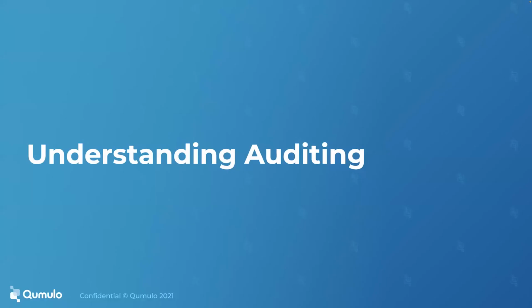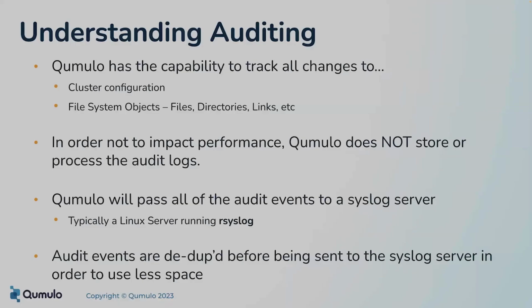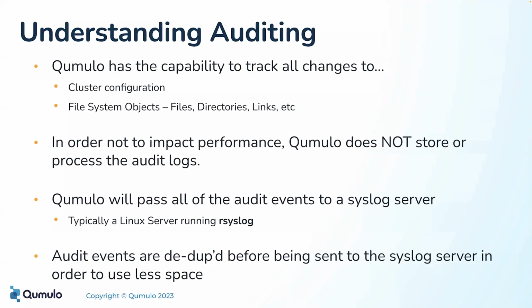So let's understand a little bit about what auditing is. A Qumulo cluster has the capability to track all changes to any cluster configuration at all, whether that's logging in, changing a share, changing or creating an export, creating a share, changing it, etc. Also, all file system objects. So whenever you open a file, close a file, rename a file, read a file, write a file, you get the idea. All of that is audited.